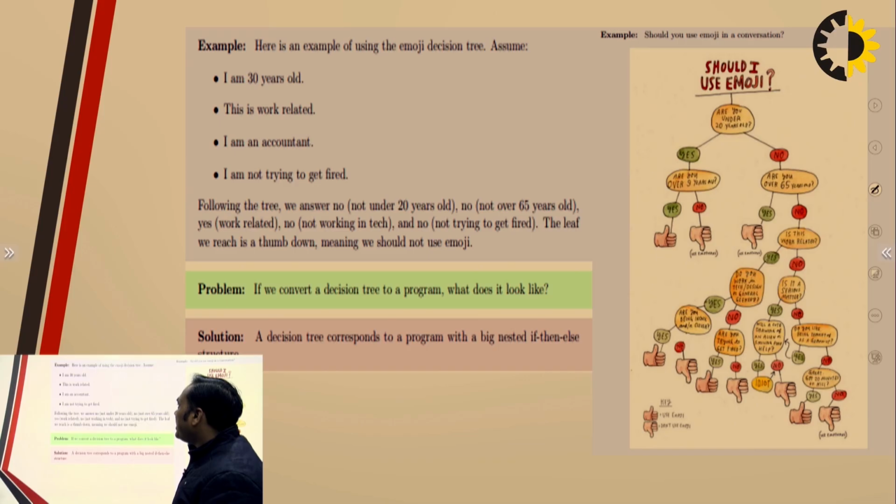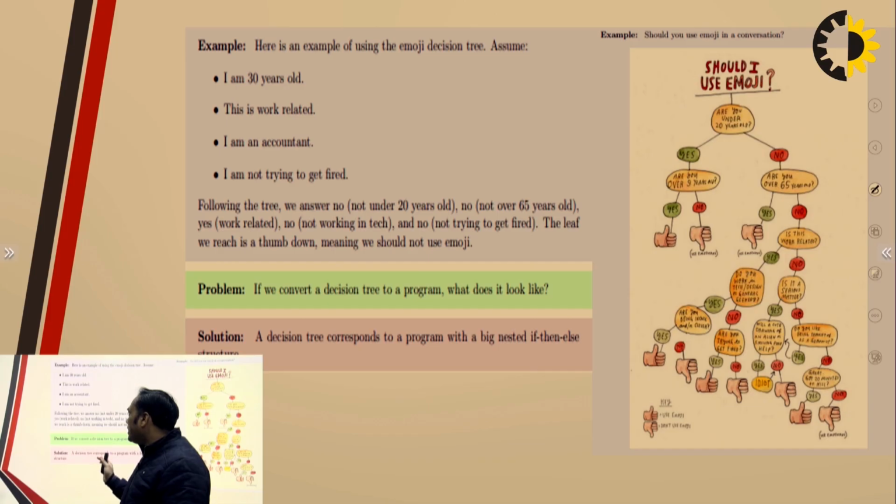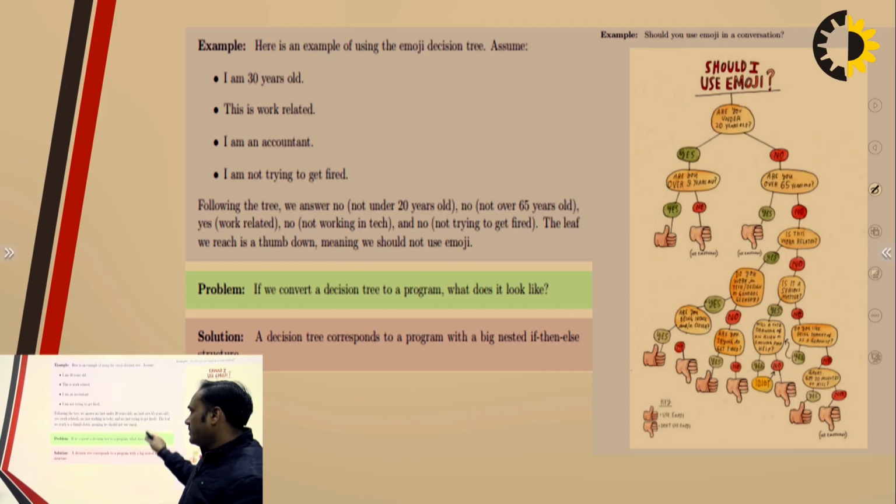Now, here is an example of using the decision tree. Assume I am 30 years old. This is work related. I am an accountant. I am not trying to get fired. So, this is the problem. By using this problem, we are going to conclude what the problem is.